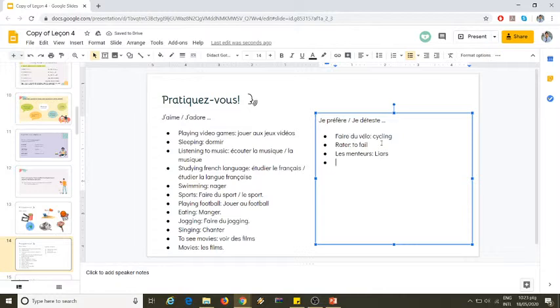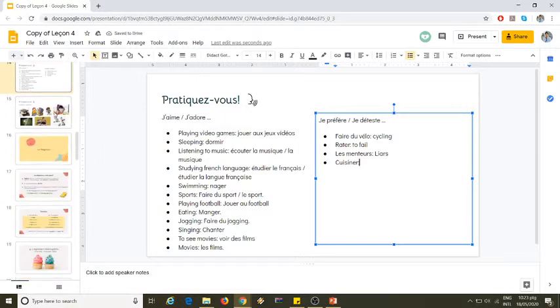Alamak, kalau I hate you ni susah sikit sebab kita tak belajar something lagi. Tapi kalau nak cakap juga, je te déteste. Kan kalau I love you is je t'aime kan. So basically terbalik lah. Je te déteste. Tapi saya tak boleh letak sini lah sebab kita tak belajar lagi. Je te déteste. Apa kat gambar tadi? Ada cuisine kat gambar.